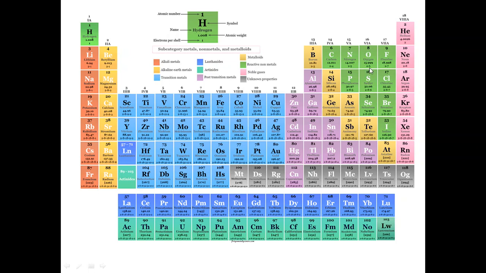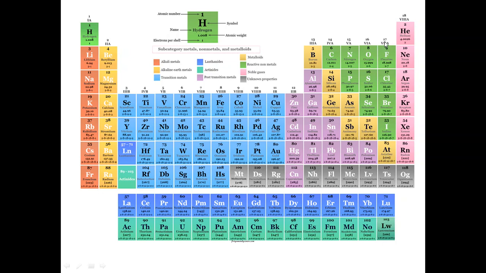So oxygen, sulfur, selenium, all these elements form a 2 minus charge because they need an excess of 2 electrons to fill an octet. We can have group 17 elements. Group 17 elements are the elements we call halogens, as in here. So these elements are called halogens. They form a 1 minus charge. Fluorine, chlorine, bromine, iodine, astatine, and the rest.